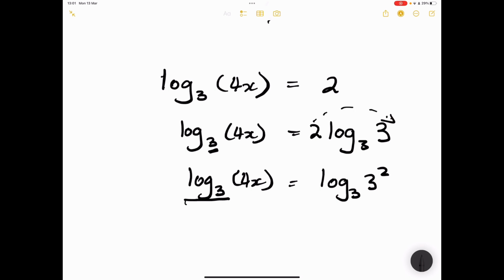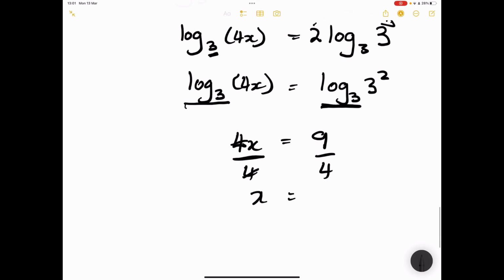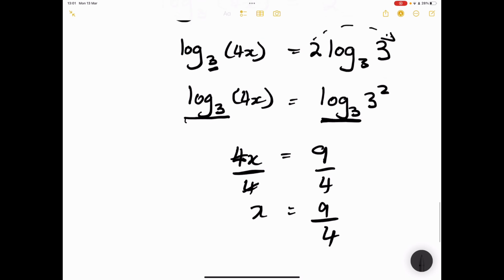So now I've got logs of the same base on either side. What does that mean? It means that I can now drop the logs. So 4x would be equal to 3 squared, which is 9. Of course, we can work that out going all the way, so that would be 9 over 4 as our final answer. What I want us to do is take some examples that we will use on logs.